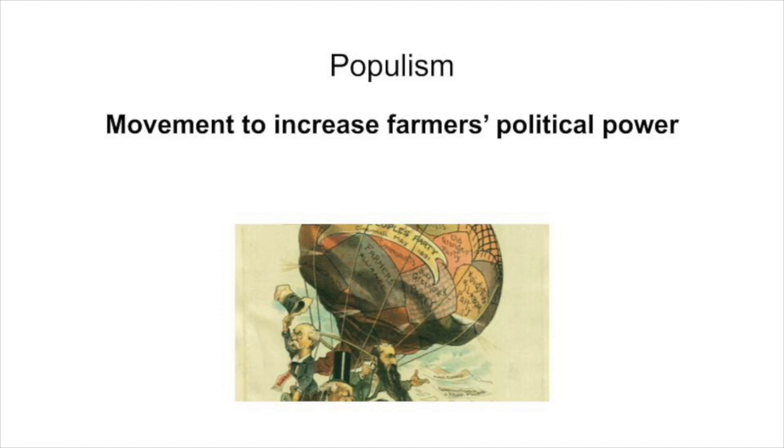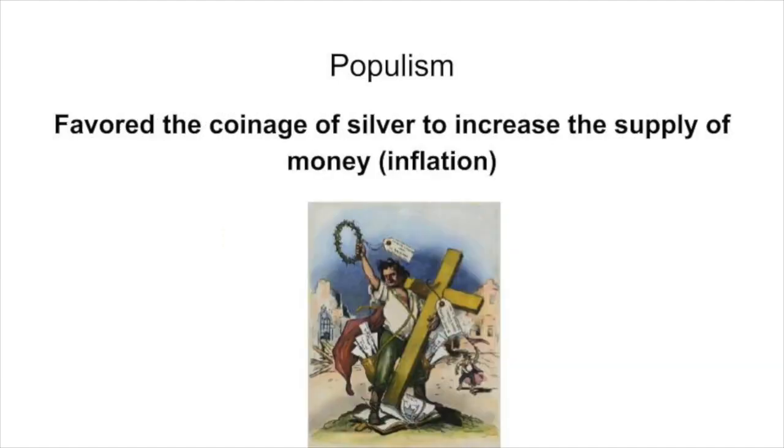Populism refers to having the support of regular people, but in this particular case, it really began with a movement to increase farmers' political power. And they supported a variety of things. For example, the coinage of silver to increase the supply of money, which leads to inflation or a general rise of prices.